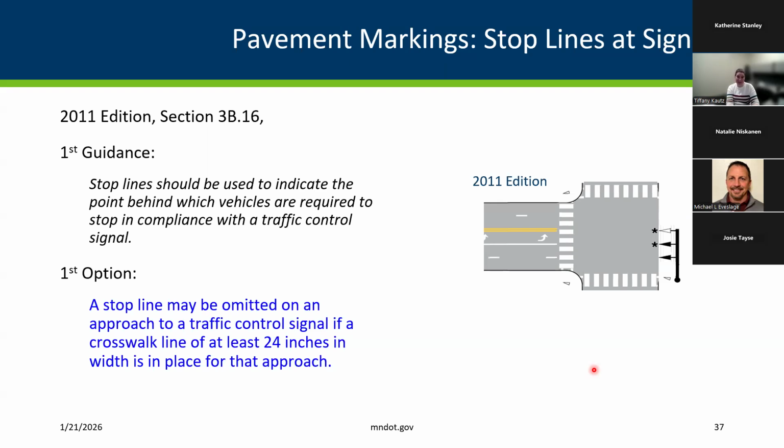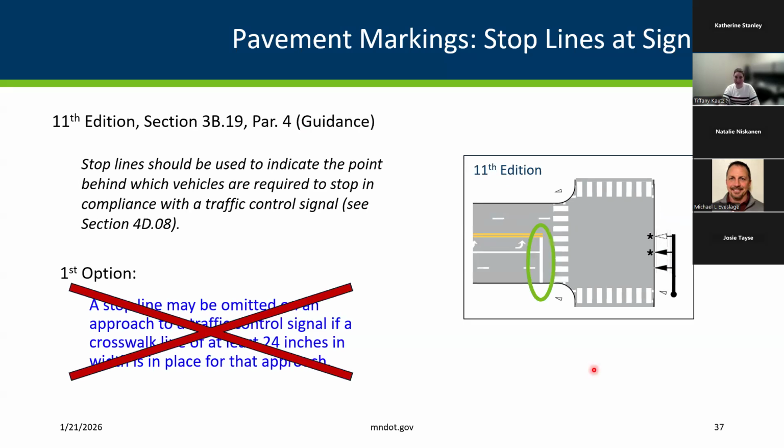In the previous MUTCD, we had added a Minnesota option that said a stop line may be omitted on approach to a traffic control signal if a crosswalk line of at least 24 inches in width is in place for that approach. Well, we weren't allowed to keep that option statement. So in the 11th edition, the guidance statement still remains, but the option statement is no longer there. You can no longer omit the stop line because you have a crosswalk marking.